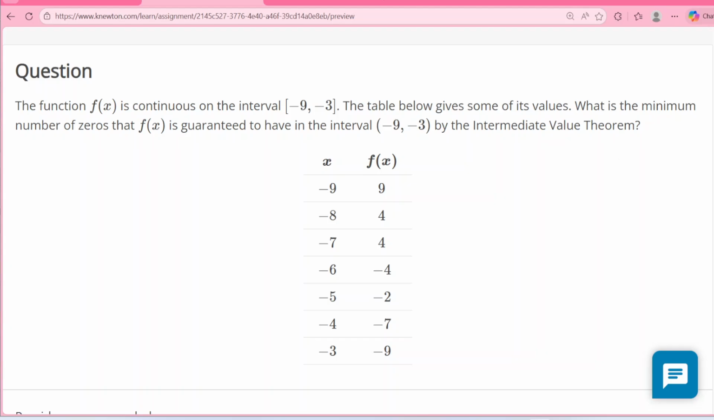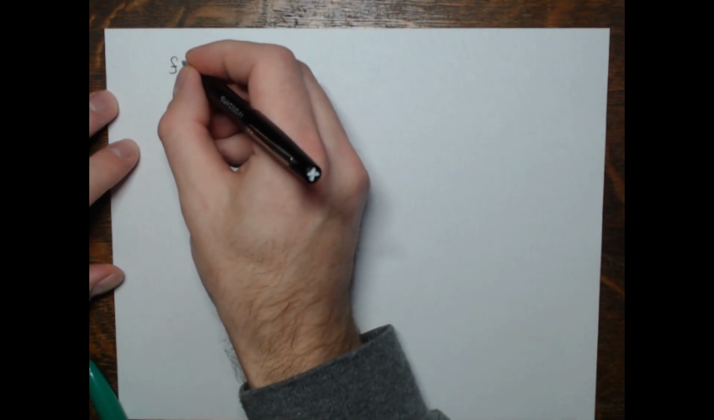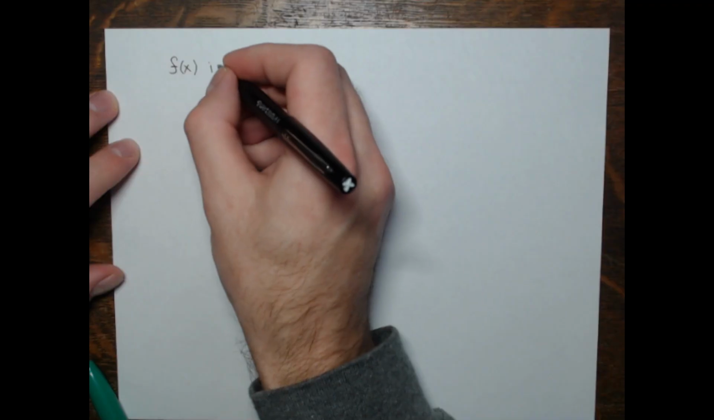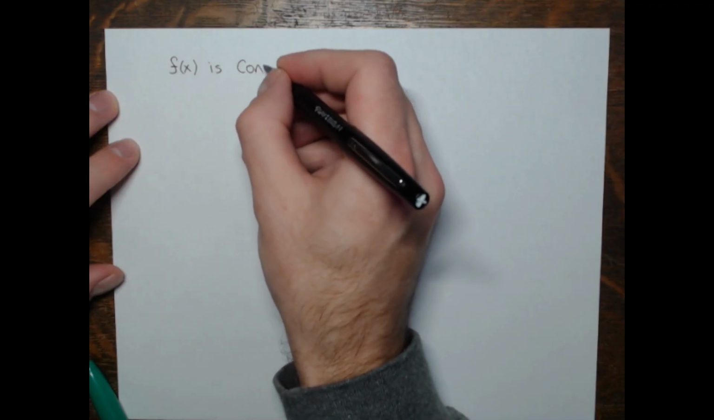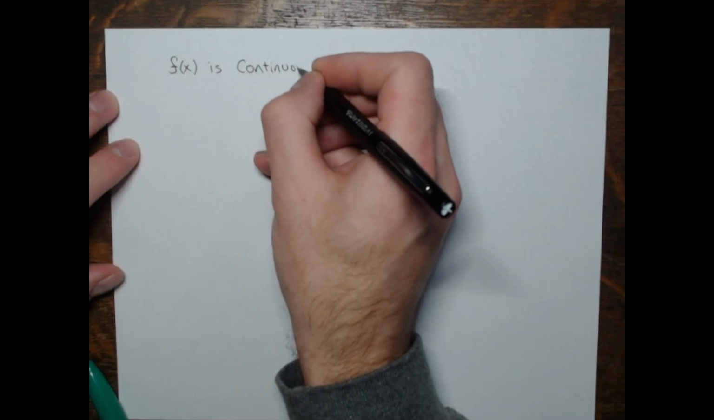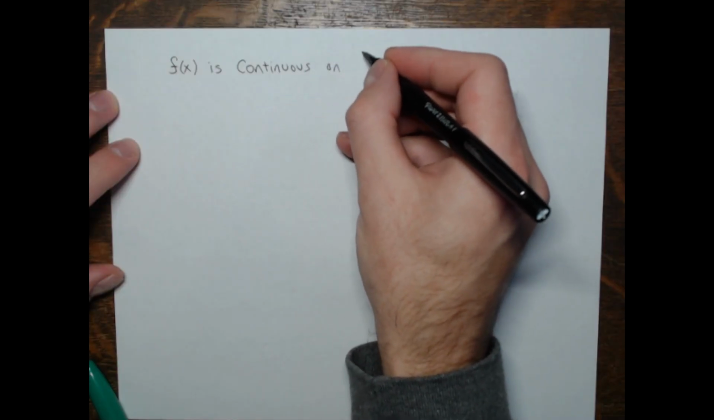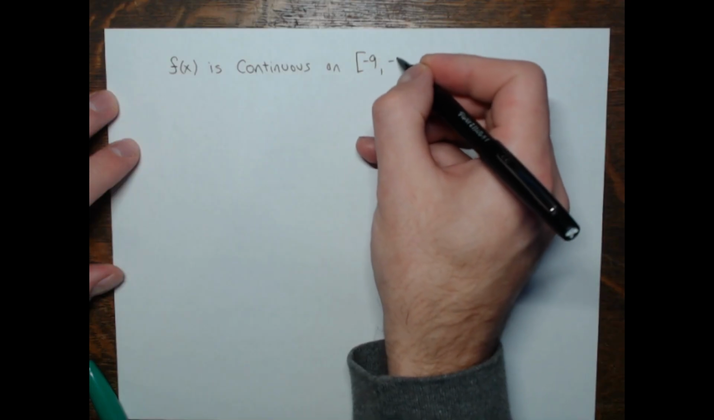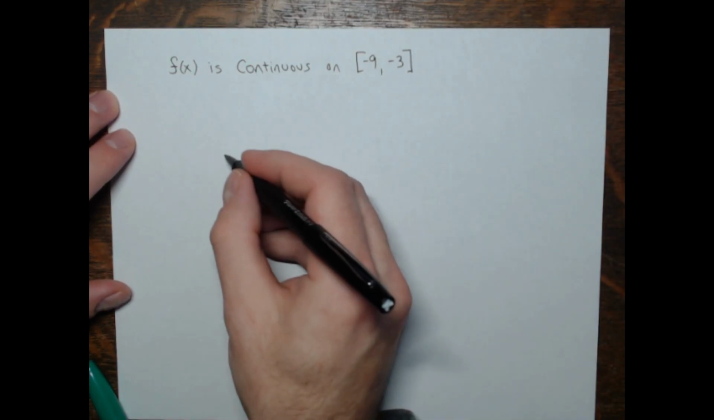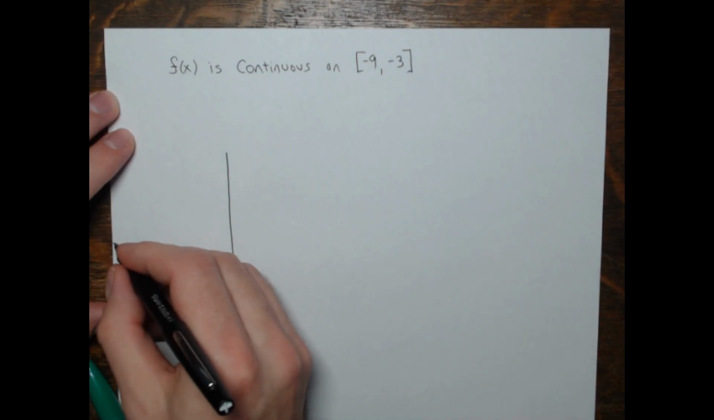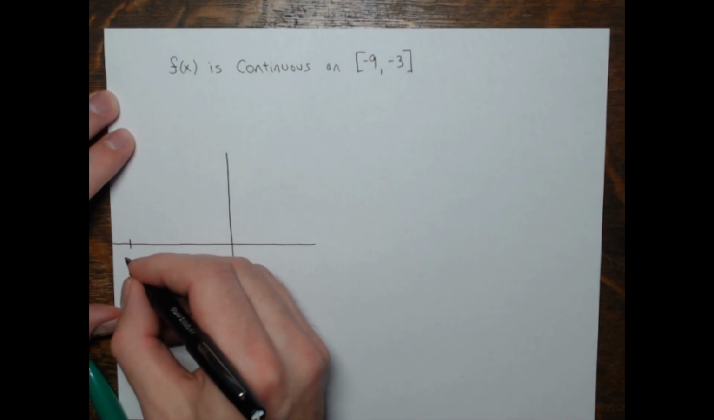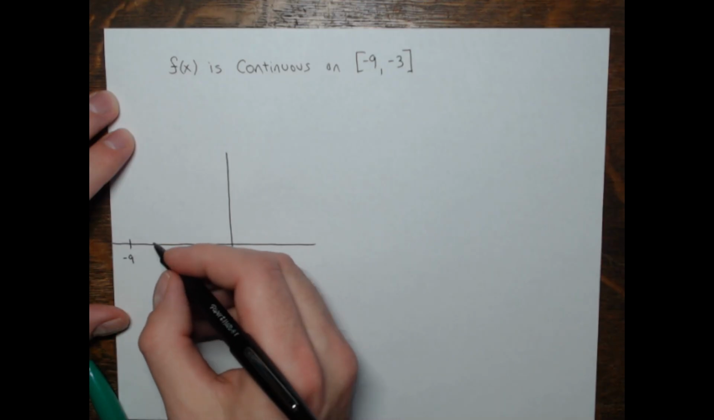Okay, so I'll actually draw these up, plot these points. So we're told this function is continuous on this interval from x equals -9 to x equals -3. And so here's x equals -9. And I'll put on all of it.